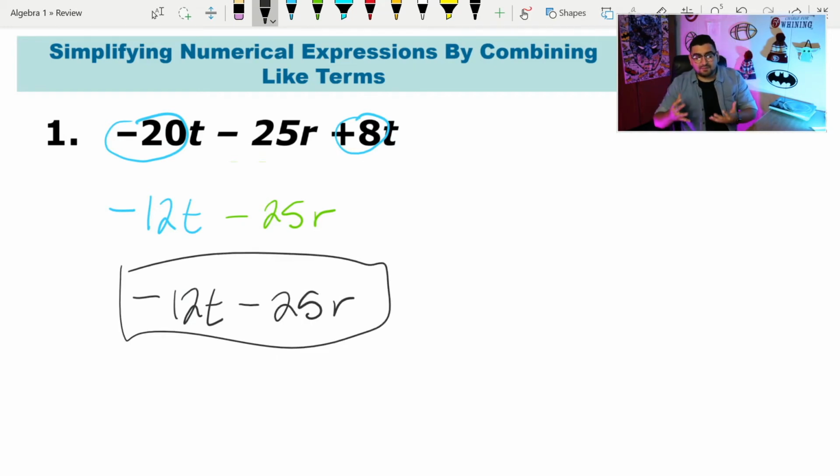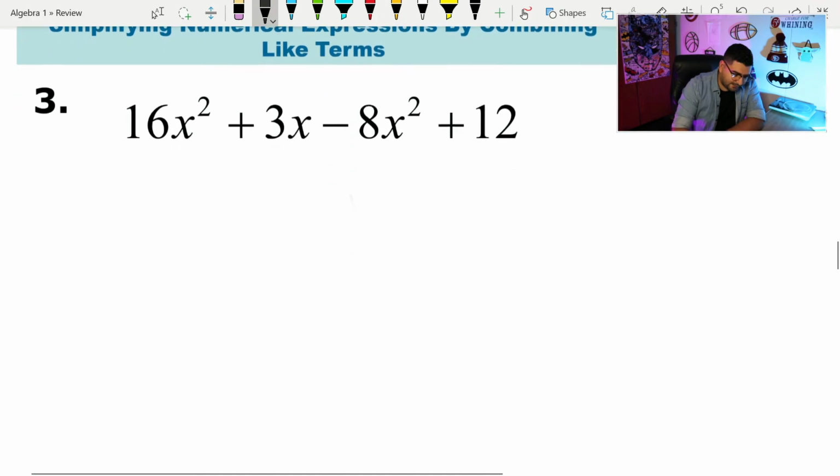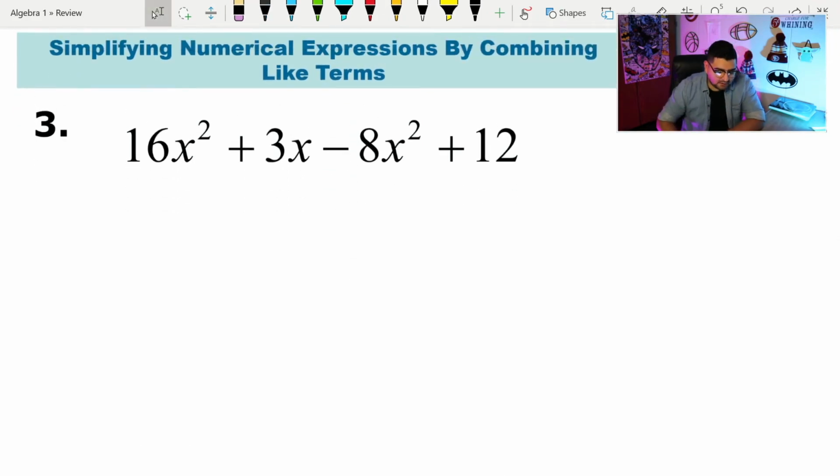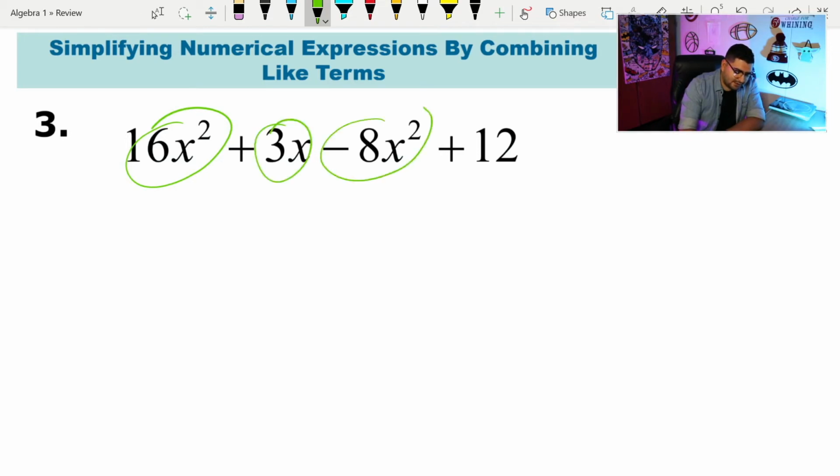And that's how I've simplified my expression by combining the like terms. Let's go ahead and do another example. Let's look at this one. Now here again, I want to check my terms to see which ones qualify for being like terms. So I have a 16x squared, a 3x, a negative 8x squared, and a positive 12.